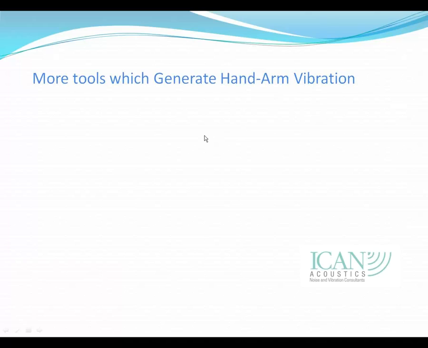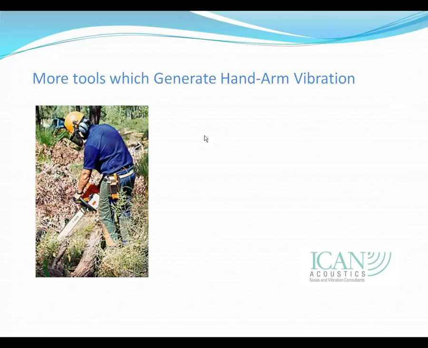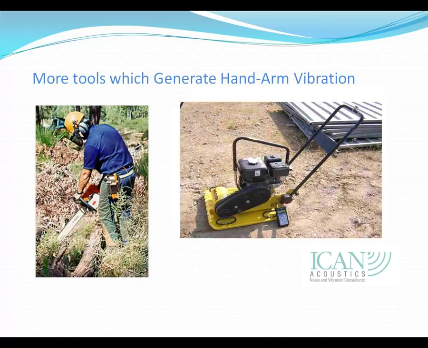Okay, so more tools that generate hand-arm vibration. This is a chainsaw. Again, you have a handle, an operator holds a handle here, and they're holding another handle back here. And again, each time that machine is used, it will generate hand-arm vibration.